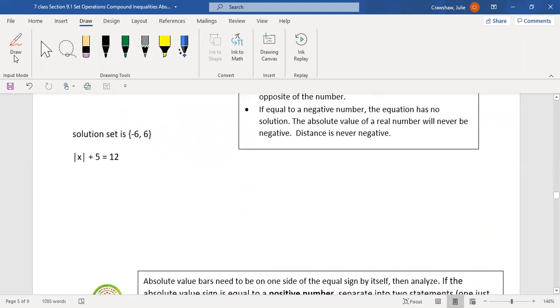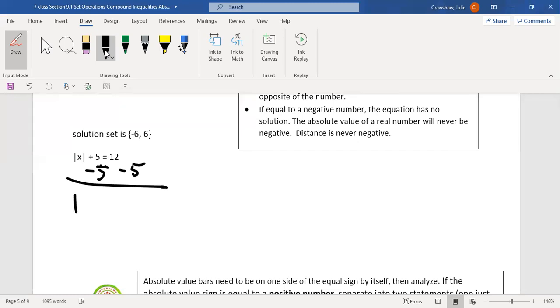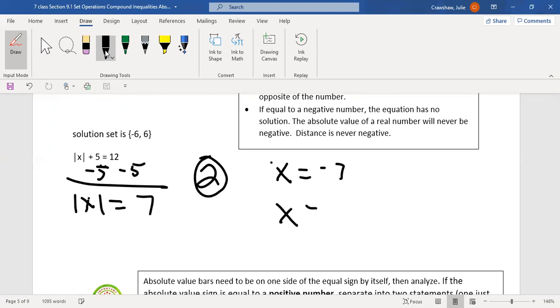The very first step in solving equations that contain absolute value bars is to get the absolute value bars by themselves. So we're going to subtract 5 from both sides. And that's going to get the absolute value of x equal to 7. Because 7 is a positive number, that tells me I'm going to have two answers. I'm going to have x equals -7, but I'm also going to have x equals a positive 7. Both of those values are 7 units away from 0.